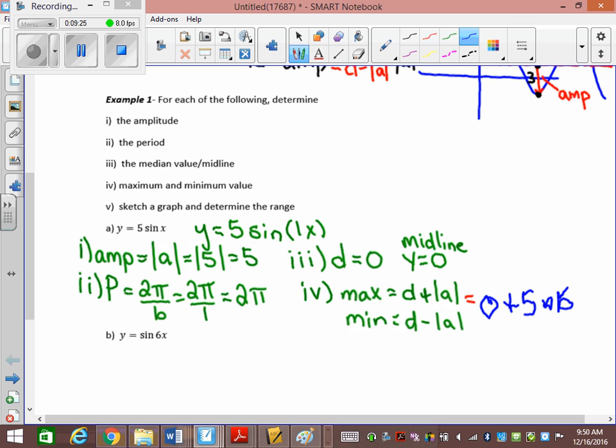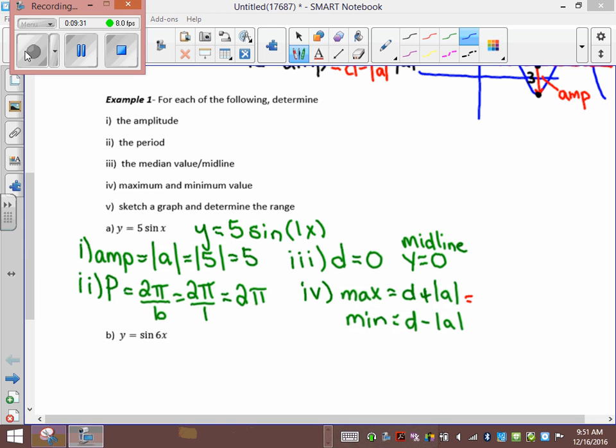Zero plus 5 is 5. 0 plus 5 equals 5. And then this one's going to be 0 minus 5, which is negative 5. You guys, it makes sense. Why does it make sense? Because your middle line is at the x-axis at y equals 0, right? If I go up 5, I'm maxing out at positive 5. If I go down 5, I'm minning out at negative 5, right? So it makes sense.